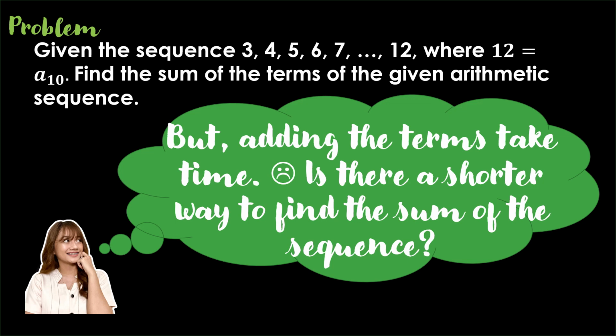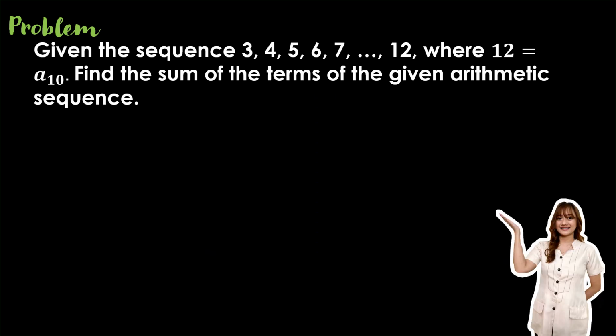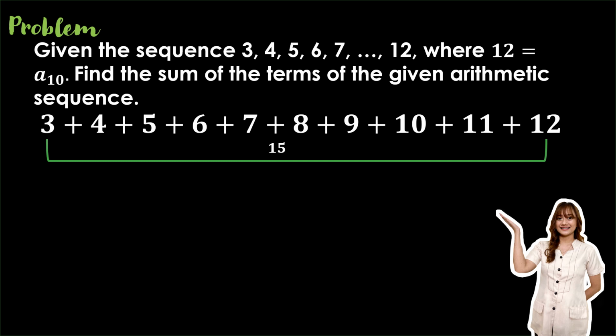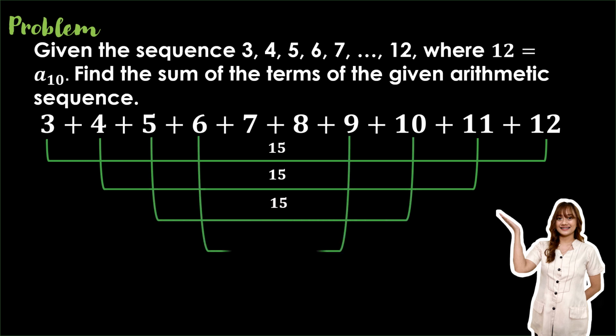But adding the terms takes time. Is there a shorter way to find the sum of the sequence? Yes, there is. Observe that if we add the first and last terms of the sequence, which is 3 and 12, we get 15. And if we add again the next inner terms, which is 4 and 11, we get 15 again. The same thing goes with the next preceding terms. We get the sum of 15.